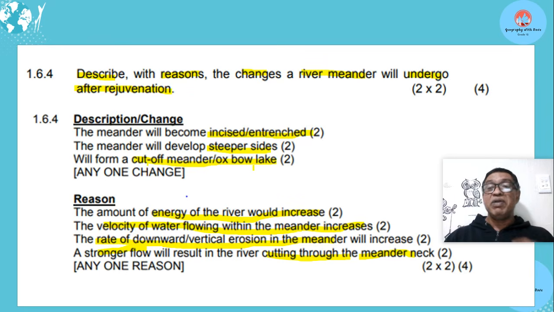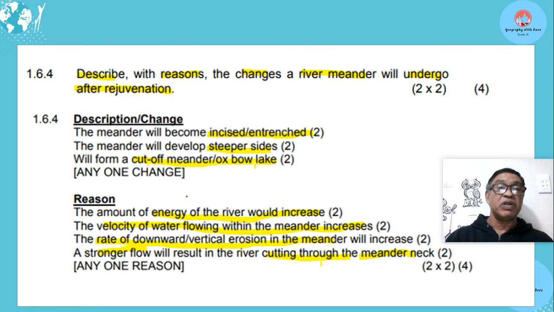Now, learners, watch out for these types of questions. Because if I chose an oxbow lake, I would say it will form a cut-off meander oxbow lake. Then I have to talk about this point: stronger flow will result in the river cutting through the meander neck. I can't just choose any reason. I must make my reason appropriate to my answer.